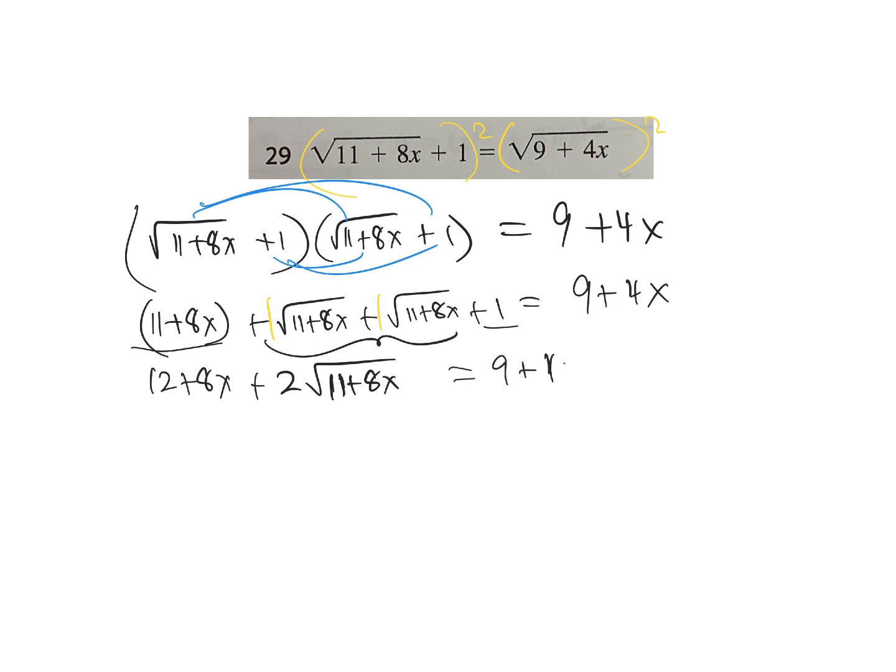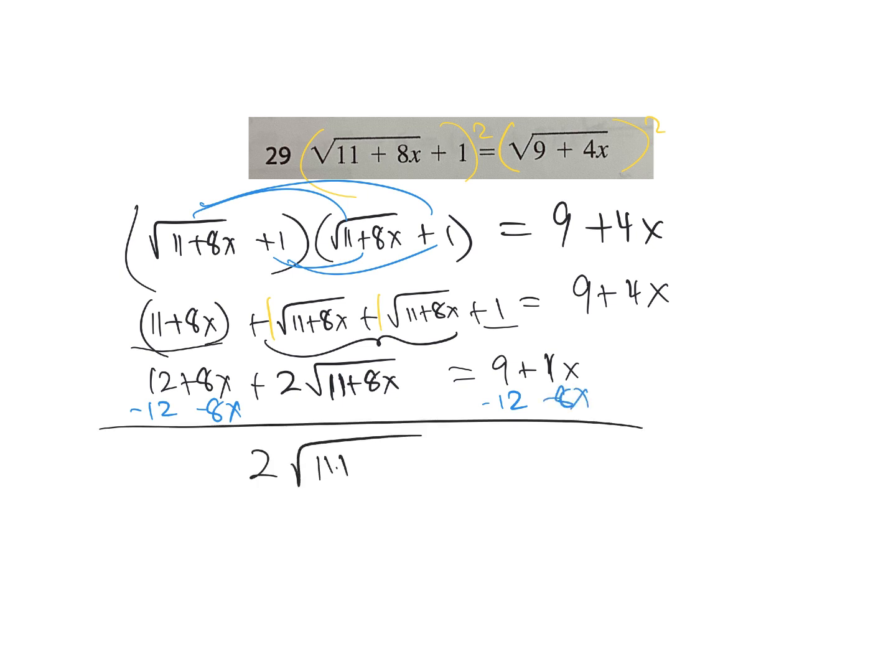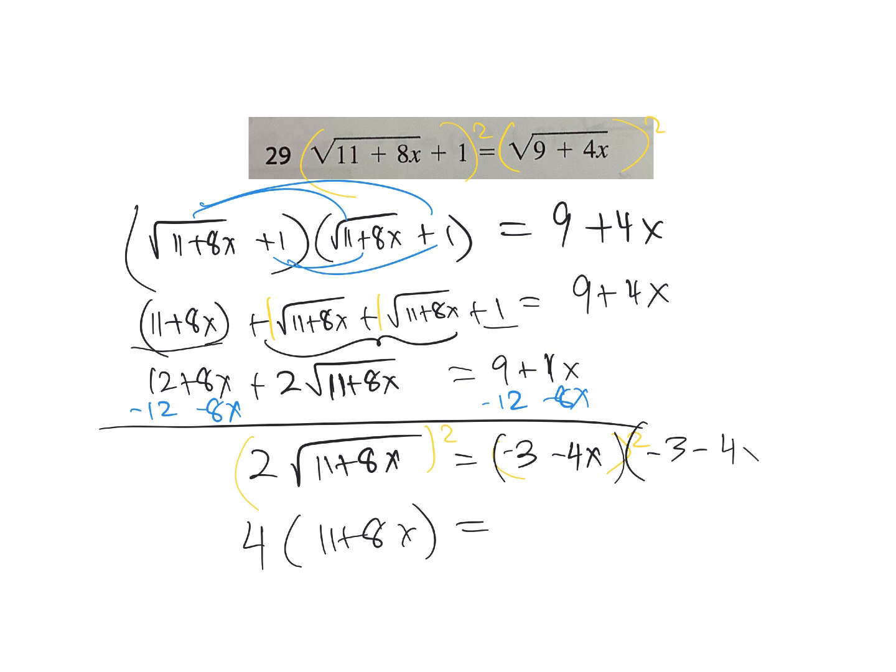All right, we're almost done actually on this problem. So now we're going to subtract 12, and then we're going to subtract 8x to the right. And we get 2 times the square root of 11 plus 8x equals negative 3 minus 4x. Okay, now, again, square both sides. On the left, we have 4 times 11 plus 8x. On the right, you're going to have to distribute if you're not really good at this. So that's a 9, and a plus 12x, and a plus 12x, and a plus 16x squared.